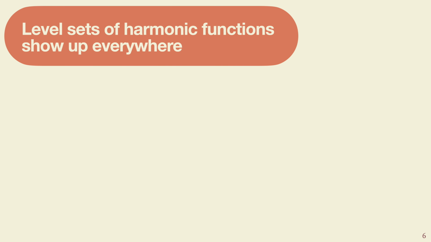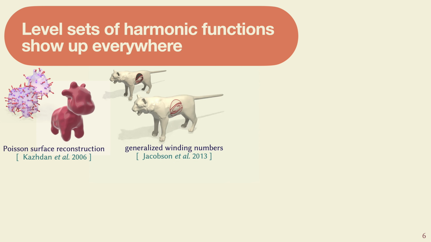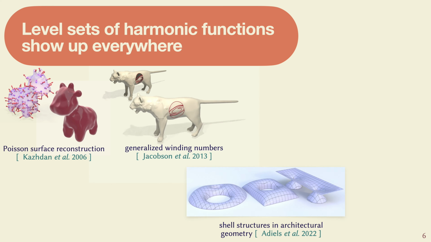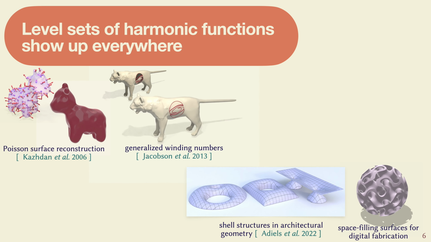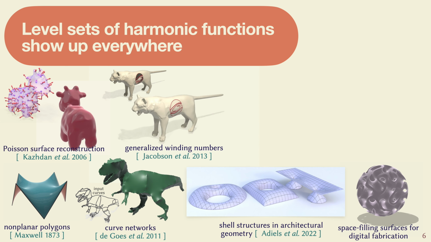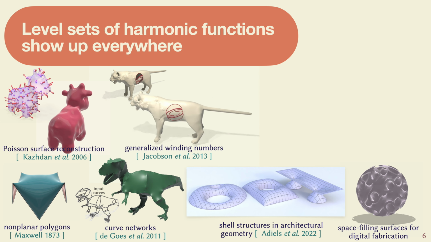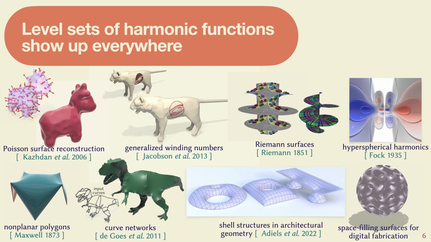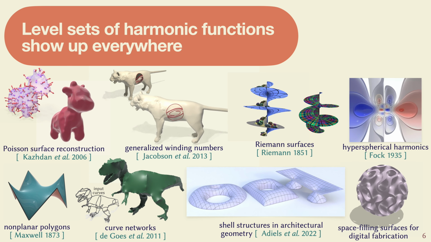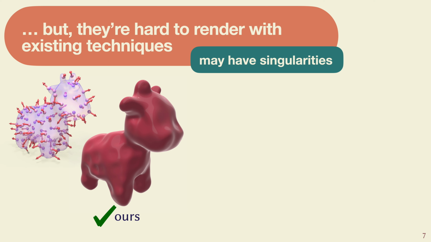While this may sound kind of specific, it turns out that level sets of harmonic functions show up everywhere. To name a few examples, they show up in reconstruction algorithms like Poisson surface reconstruction or mesh repair with generalized winding numbers. They show up as shell structures in architectural geometry and space-filling surfaces in digital fabrication. They can be used as spanning surfaces for nonplanar polygons or for networks of space curves, and they also show up all over the place in math and physics, for instance as Riemann surfaces or hyperspherical harmonics. But despite their ubiquity, level sets of harmonic functions are hard to render with existing techniques.